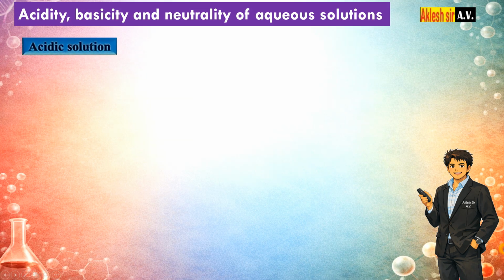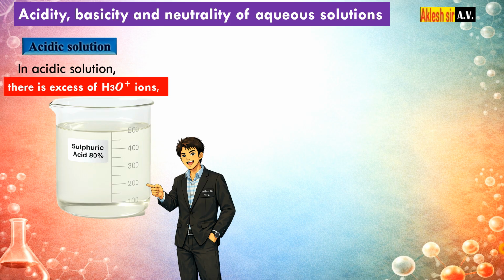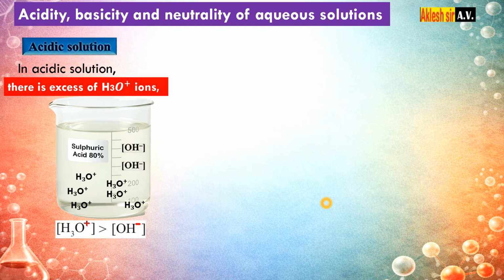Next, acidic solution. In an acidic solution, suppose this is sulfuric acid, and you know that in sulfuric acid hydronium ion concentration is more, so there is an excess of H3O+ ion. So you can see here hydronium ion concentration is greater as compared to OH- concentration. OH- is very less and H3O+ concentration is more. If H3O+ is more, it means the solution is acidic. As in the diagram you can see H3O+ is greater than OH- ion concentration. So this OH- concentration is suppose 10 raised to minus 7. So you can assume that hydronium ion concentration is greater than 10 raised to minus 7.